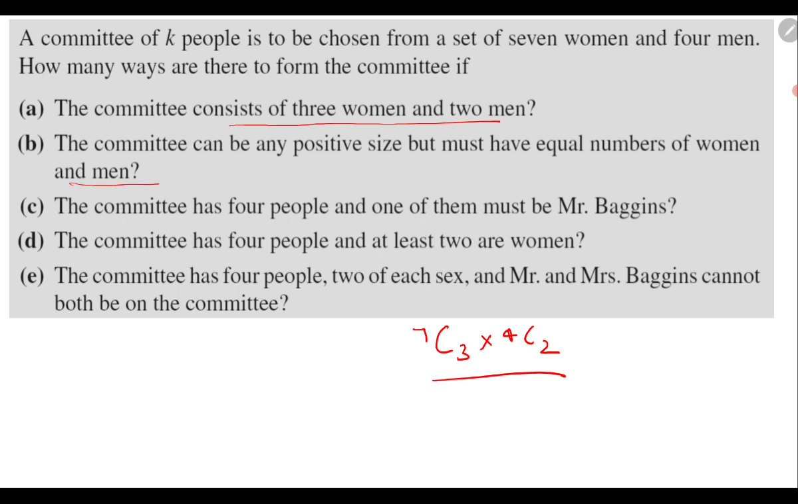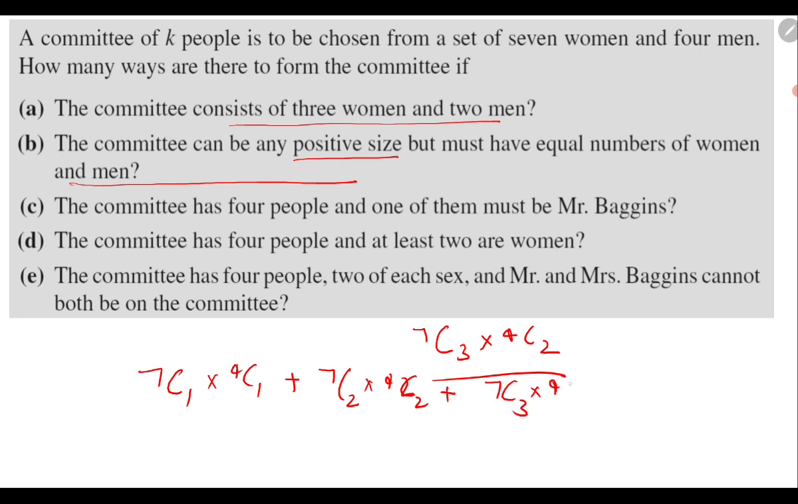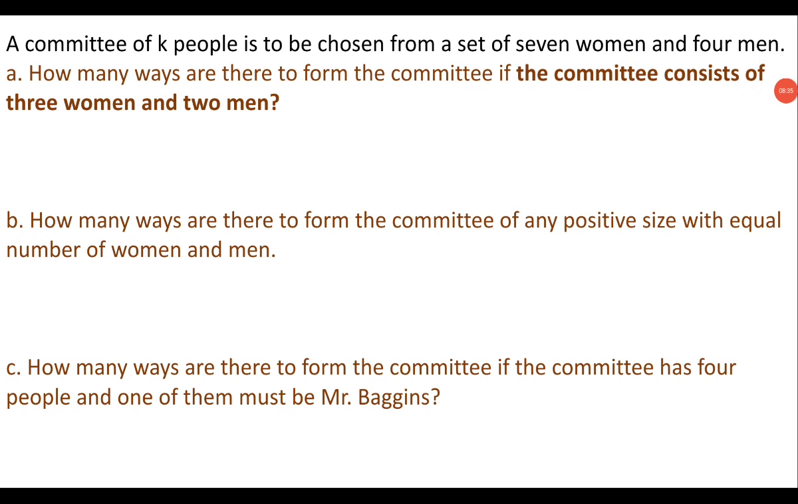The second part is the committee can be any positive size with an equal number of men and women. So equal number means there could be 1 woman and 1 man, plus there could be 2 women and 2 men, 3 women and 3 men, or the last possibility is 4 women and 4 men. So the first two parts we have already discussed.